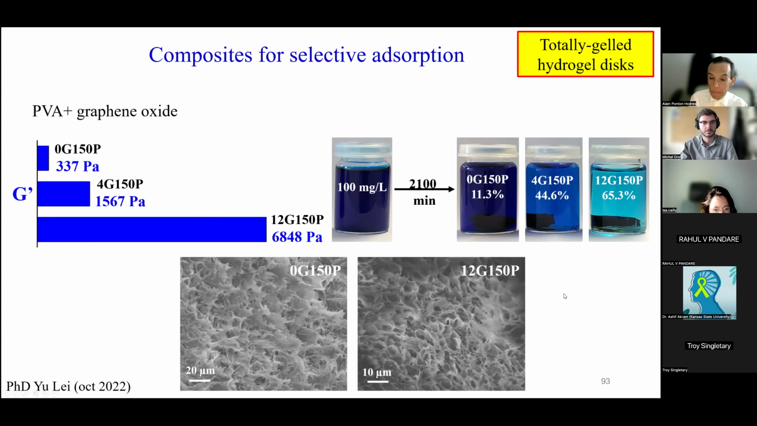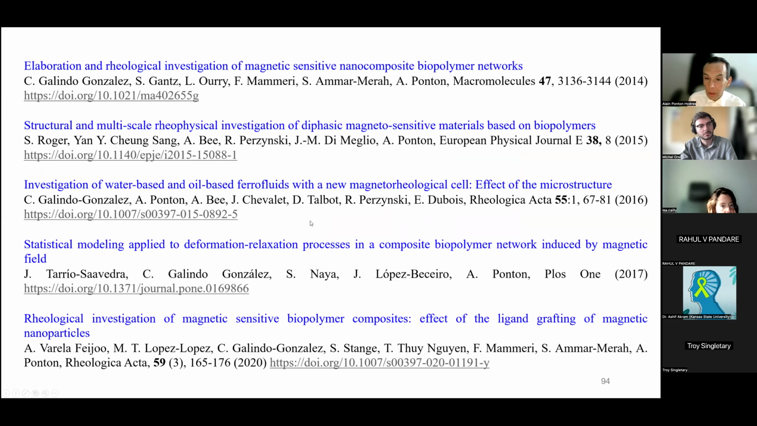We bring the proof of capacity of absorption in the case of dye, and currently we perform some investigation of absorption of metallic ions. So it is the end of my talk. At the end, I have some references if you are interested. I am ready to answer your questions.